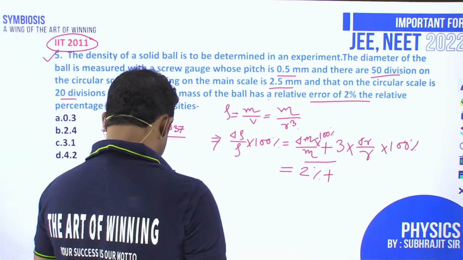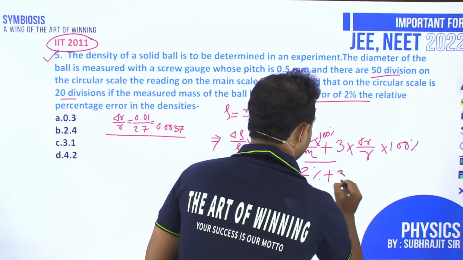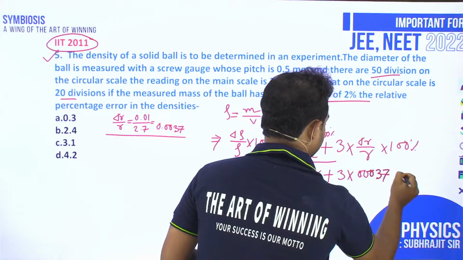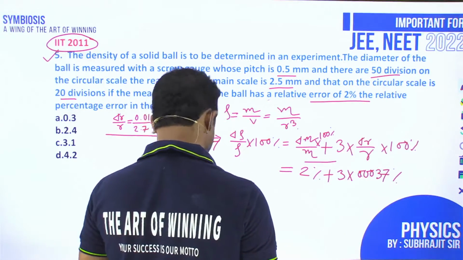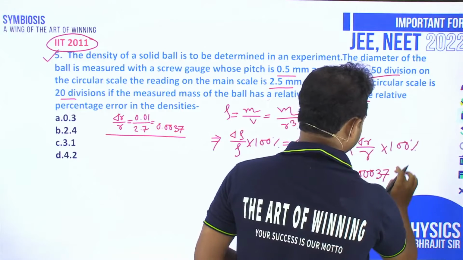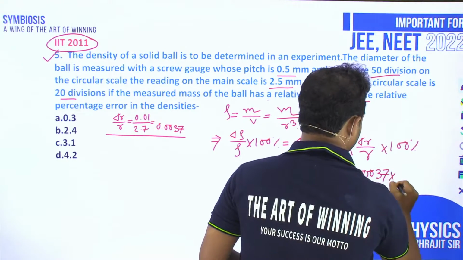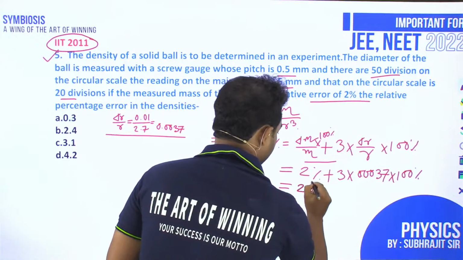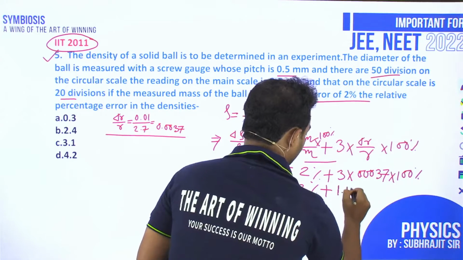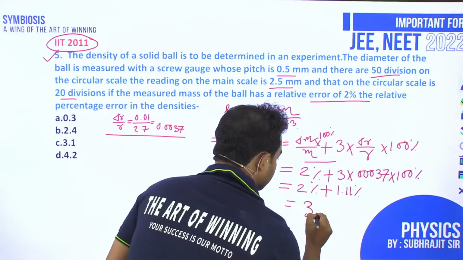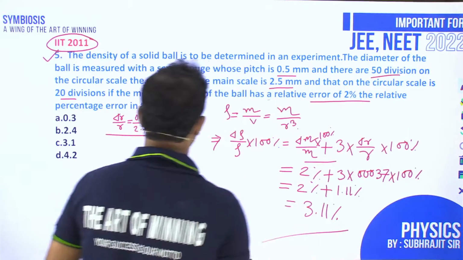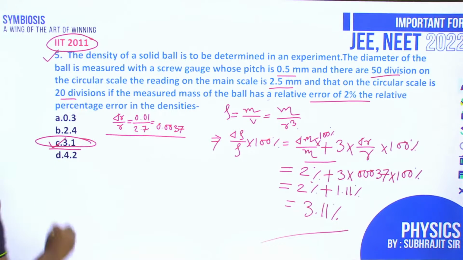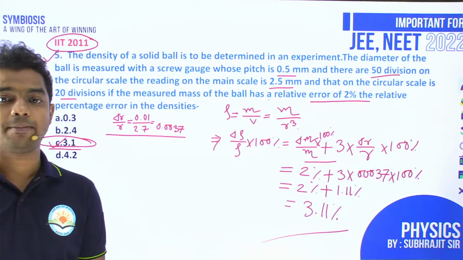This one is 2%, and this one is 3 into 0.37 into 100%. So from here we can find the value as 2% plus 1.11%, that is equal to 3.11%. So the correct option is option number C, 3.1%.